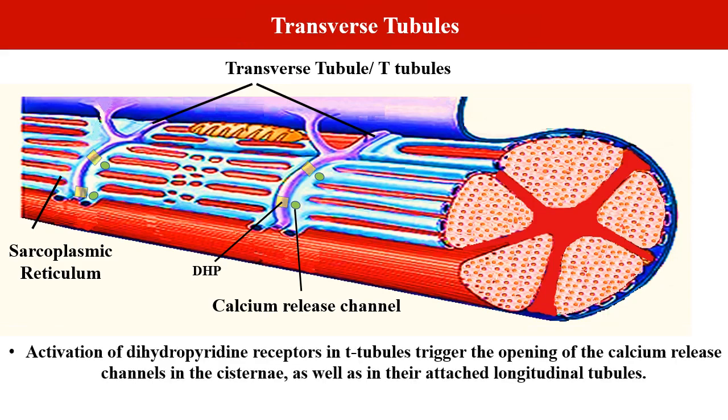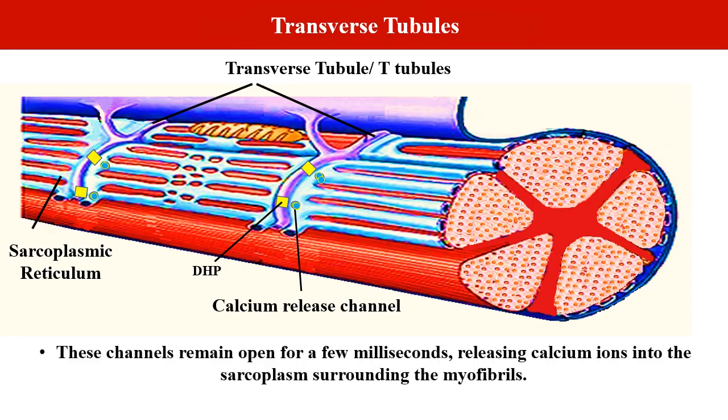Activation of dihydropyridine receptors in T-tubules triggers the opening of calcium release channels in the cisternae as well as in their attached longitudinal tubules. These channels remain open for a few milliseconds, releasing calcium ions into the sarcoplasm surrounding the myofibrils.